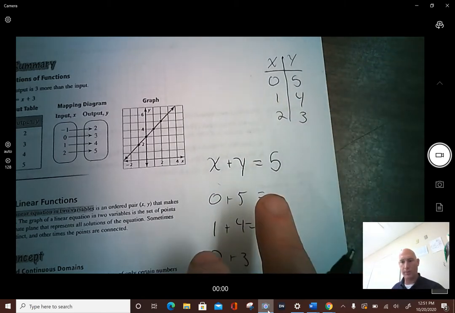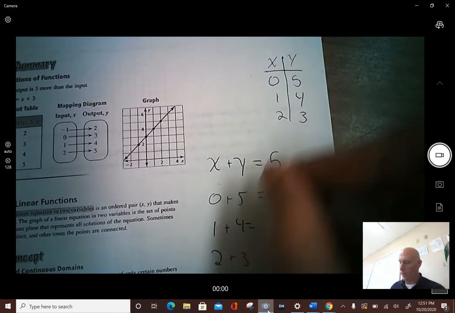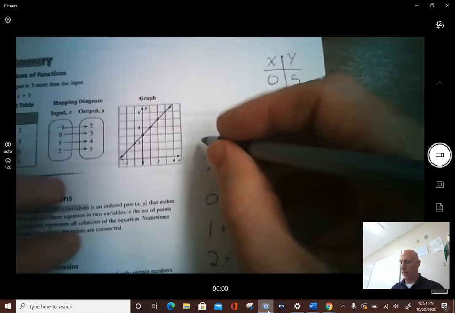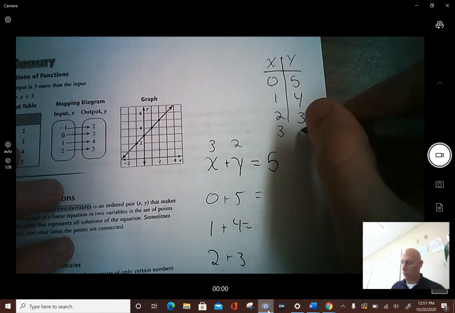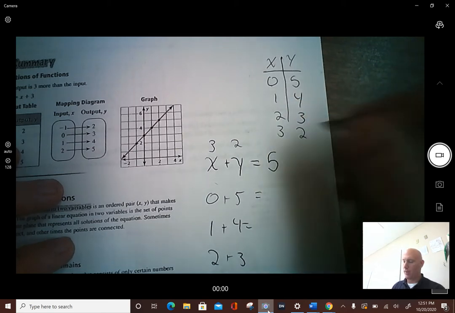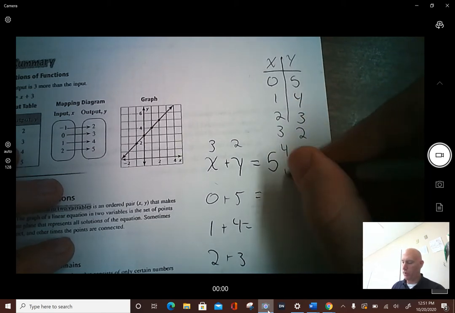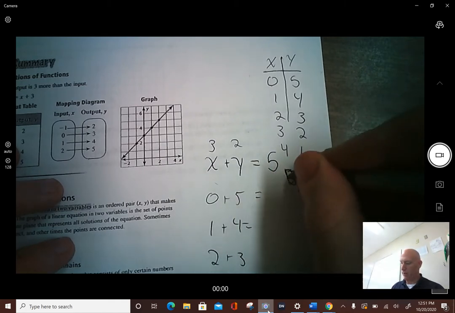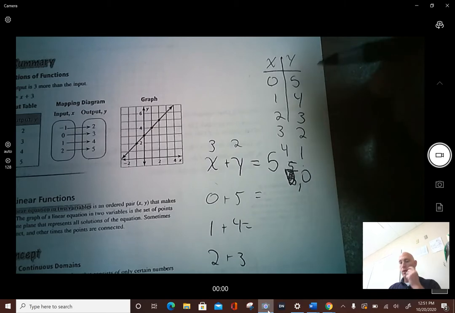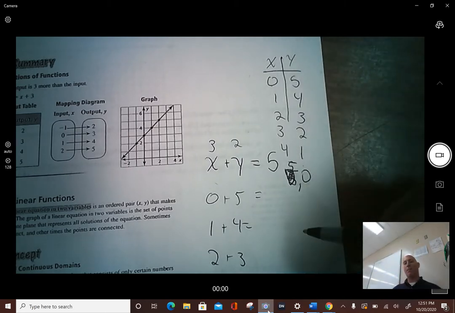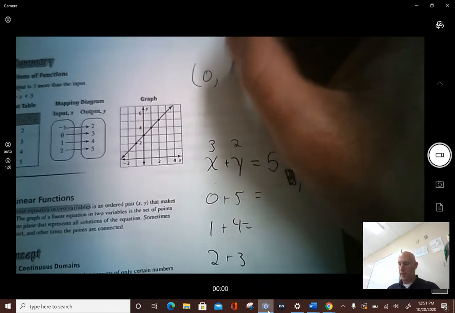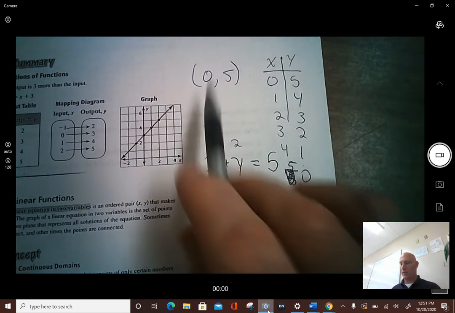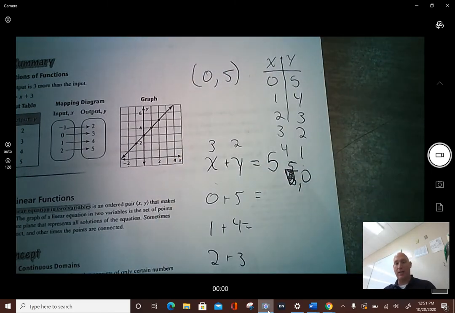And couldn't I switch them? So then I could say x could be my 3, and y could be my 2. So now I have a whole other set of points. Then I could also go 4, 1, and then 5, 0. Sorry about that. That's a 5. So now we have all these possibilities, and that's what an ordered pair is. It's the connections. It's the x and y that have to be connected.